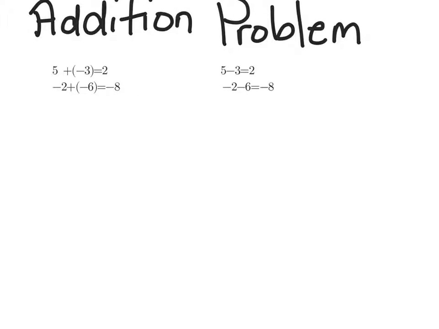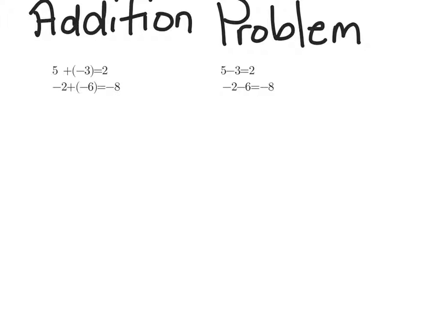So we're going to talk about addition problems, and if we look at this one right here, we have 5 plus negative 3 equals 2. The equivalent subtraction problem to this one right here is just 5 minus 3 equals 2. Look at the second example. We have negative 2 plus negative 6 equals negative 8, and the equivalent subtraction problem is negative 2 minus 6 equals negative 8. So these say the exact same thing, just slightly different.